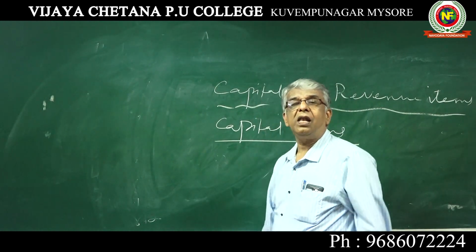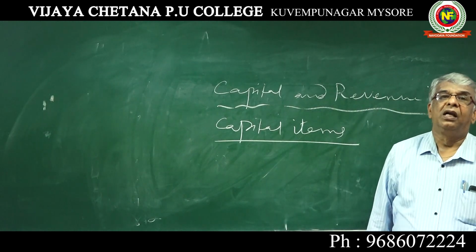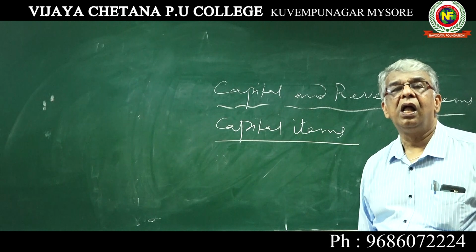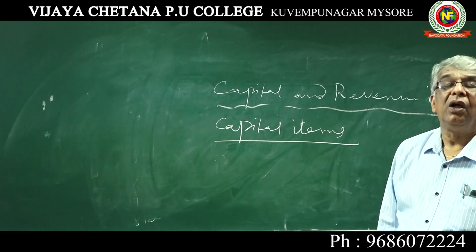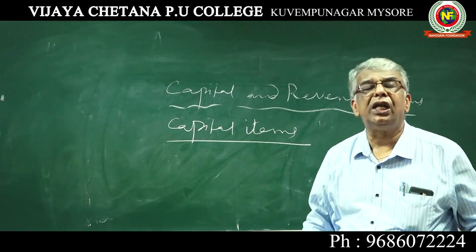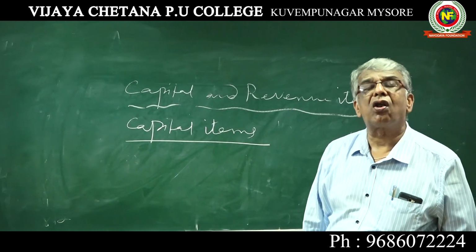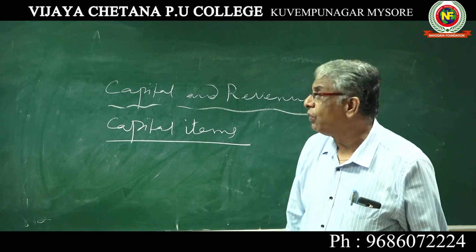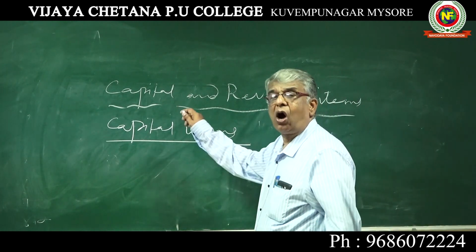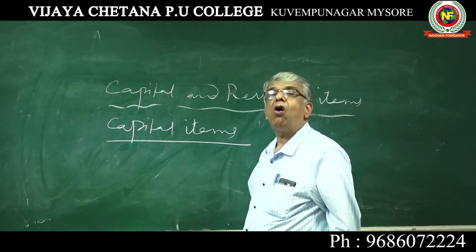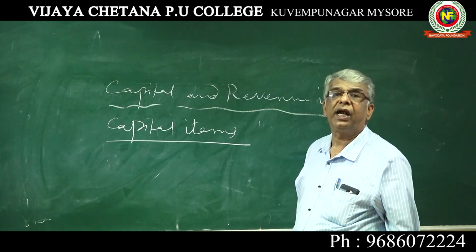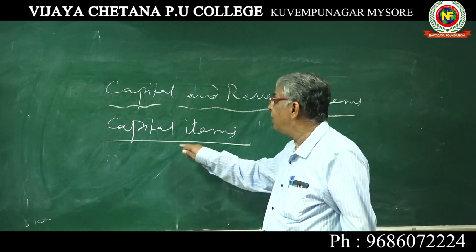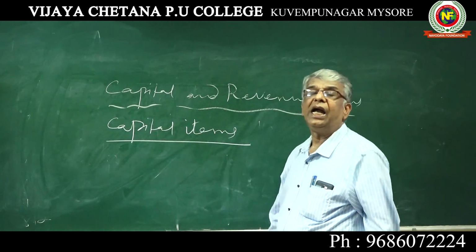What are capital items? Capital items are those items which are not recurring in nature, which are not repetitive in nature, but we are going to get benefit out of which for a longer period. We are going to get the benefit for a longer period from these capital items.